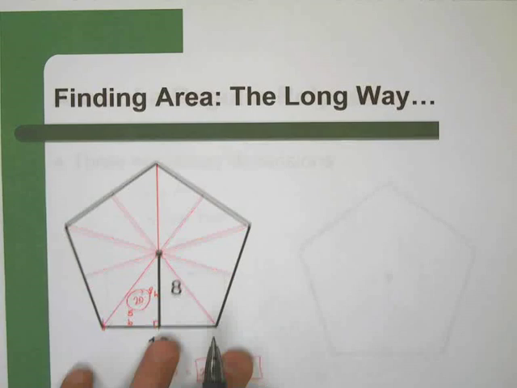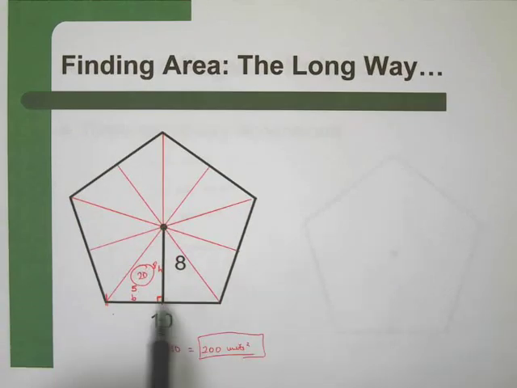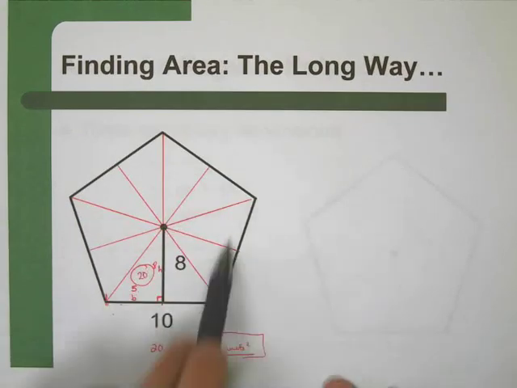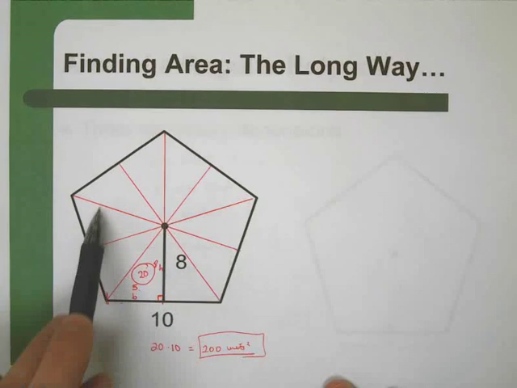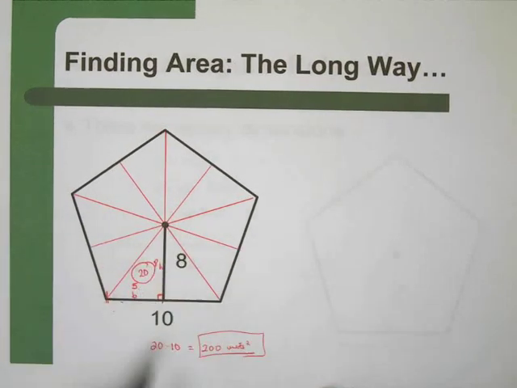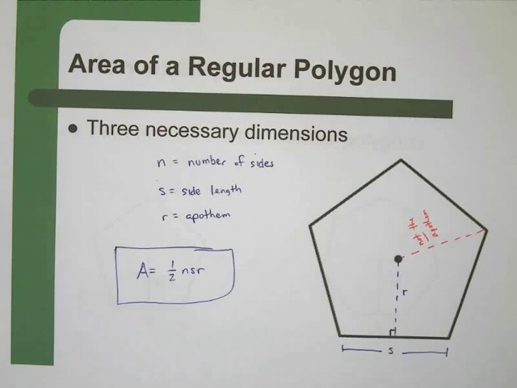First of all, there is a long way to find the area of a shape. We could break it into right triangles. A pentagon with 5 sides would have 10 small right triangles, and if I can find the base and height for each one, I can just multiply it by 10. I have the area. Or I can memorize the formula.